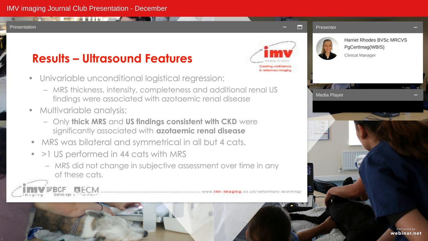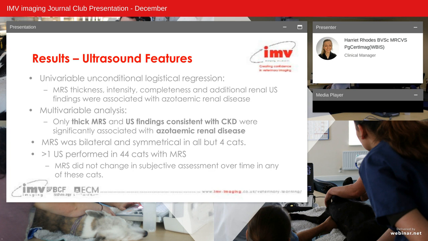The ultrasound features following univariable unconditional logistic regression showed that medullary rim sign thickness, i.e. a thick band, medullary rim sign intensity, moderate intensity, completeness, i.e. complete rim, and additional renal ultrasound findings, those consistent with chronic kidney disease, were associated with azotemic renal disease. However, when incorporated into multivariable analysis, only a thick medullary rim sign and ultrasound findings consistent with chronic kidney disease were significantly associated with azotemic renal disease.